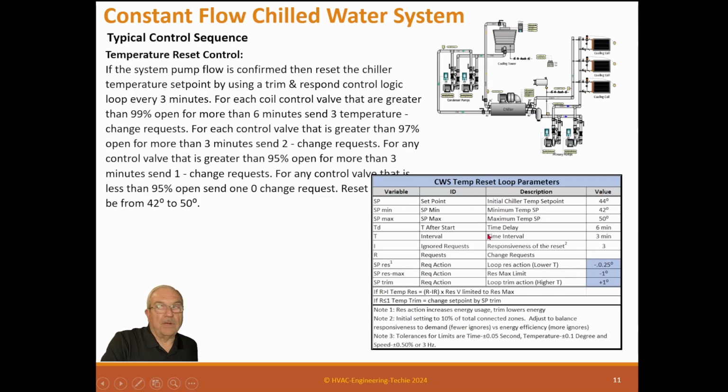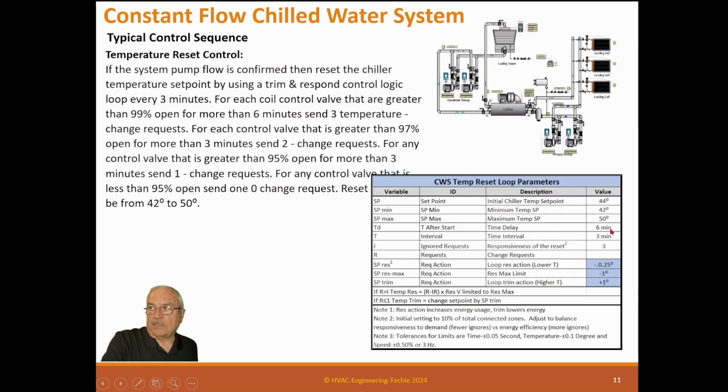Now, here are the parameters for this. The starting set point is 44. Minimum is 42, maximum is 50. Now, remember, you can change these to whatever you want. If 50 is not cold enough for dehumidification, you might change that, or you might have the dehumidification sequence reset this again, so it can change this set point.